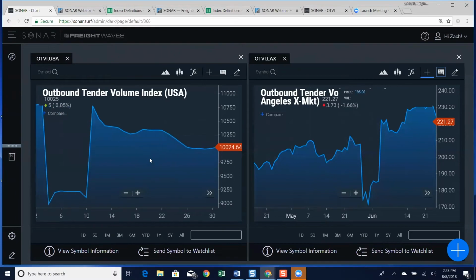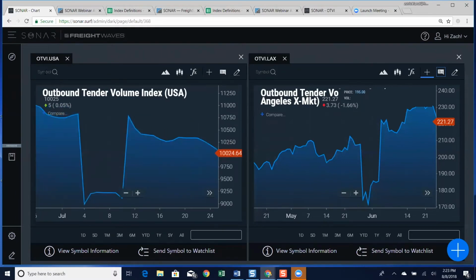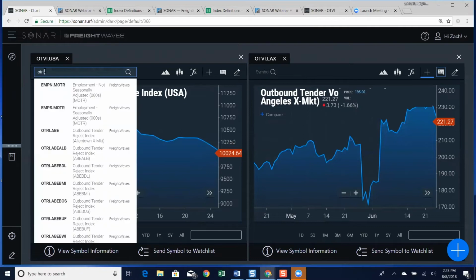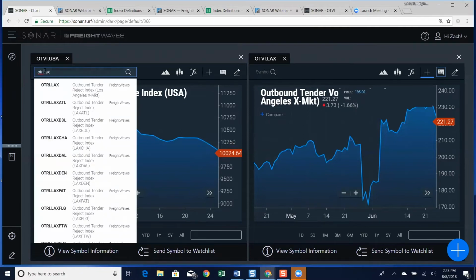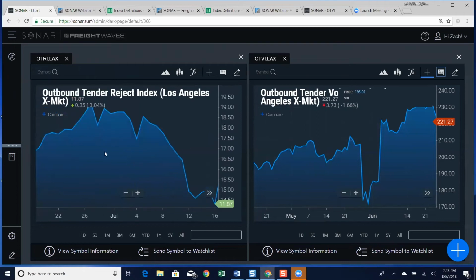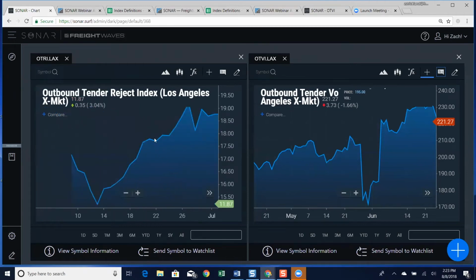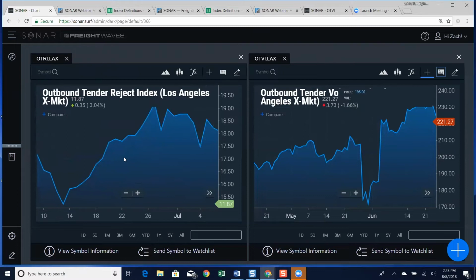Again, tender rejection rates skyrocketed. I guess I should pull up the OTRI LAX. And my point here is that tender rejections are actually a really solid indication. Volume is a great aspect of spot market activity, but it is not the only indicator of activity. You have capacity issues. And in a large market like Los Angeles, it is absolutely shocking to me that it only took another probably 5 to 10% more loads to completely destabilize the market itself.